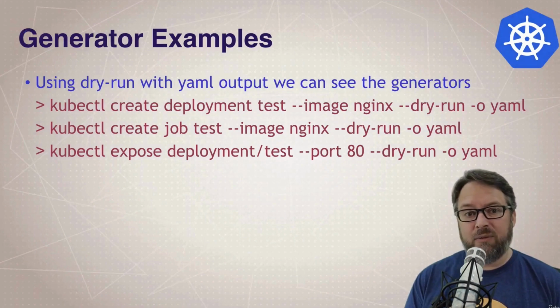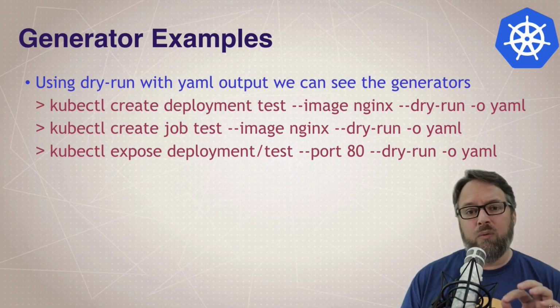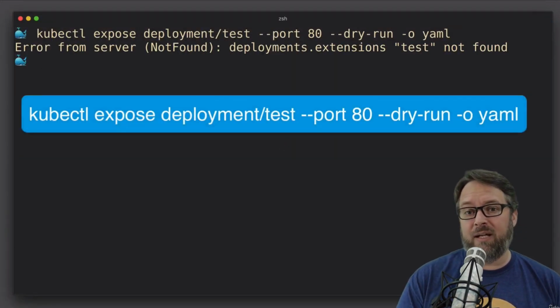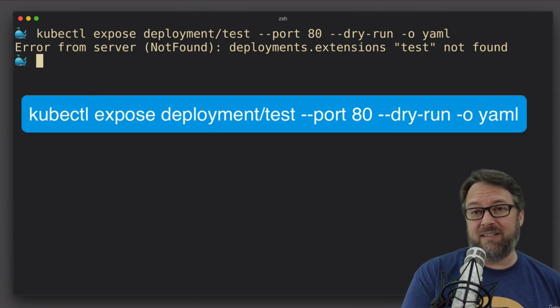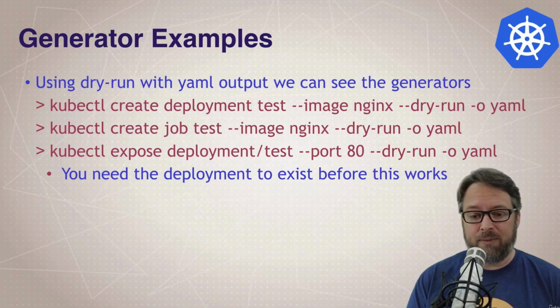And lastly, let's do an expose command. Now, even though there's a dry run here, when you run expose deployment, it's going to check for that deployment and realize that it doesn't exist, so it can't give you the sample output because it doesn't really have the valid input. So in this case, we technically need to create a deployment.